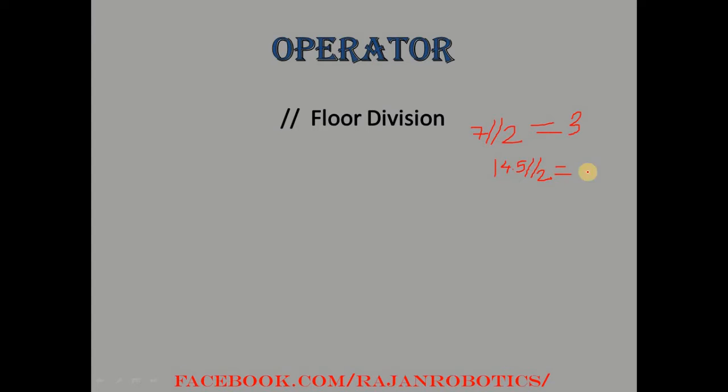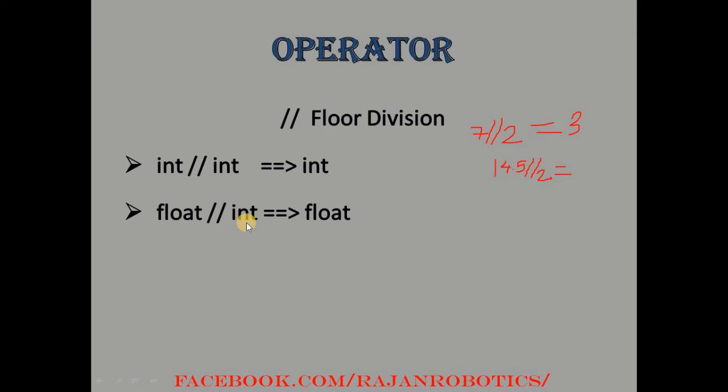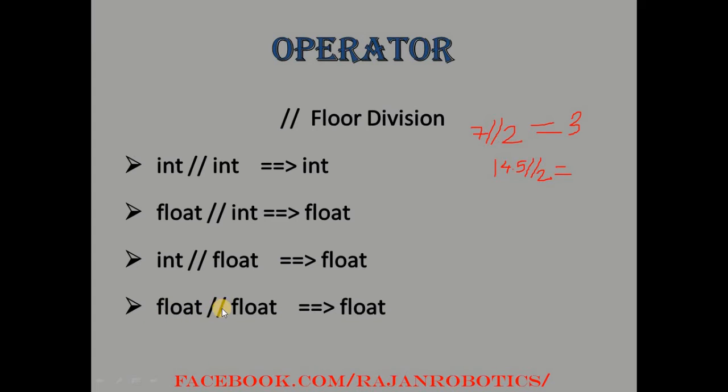So what would be the answer? What would be the quotient? Now let us understand it. When we go for integer floor division integer, the output will be an integer according to the Python documentation. When we use floor division between integers, we get an integer. When we use float floor division integer, we get a float. The quotient will be in the form of float. And when we go for integer floor division float, we get float as the quotient value, and when we go for float floor division float, we get float as the quotient.